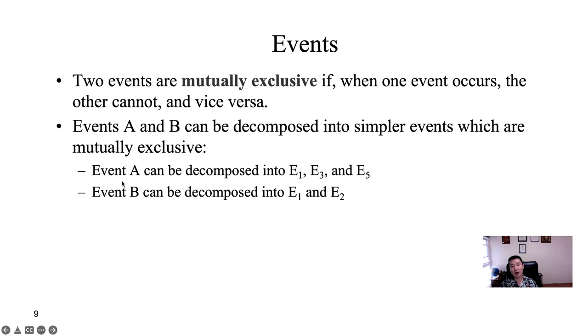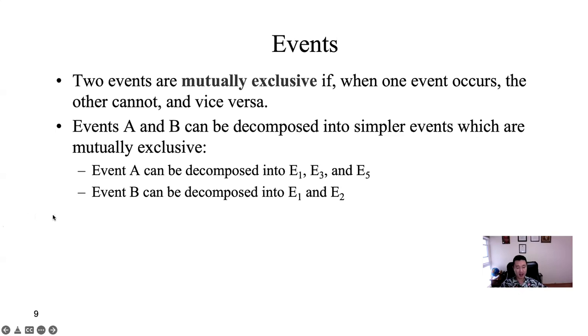Two events are called mutually exclusive if, when one event occurs, the other event cannot occur, and vice versa. For example, tossing the die. If we say event A is we get an odd number, so odd is 1, 3, and 5, and event B is we get an even number, so 2, 4, and 6, then these two events A and B are mutually exclusive, because if the upper face is an odd number, then it cannot be an even number, and vice versa.